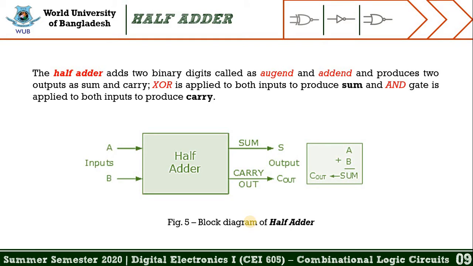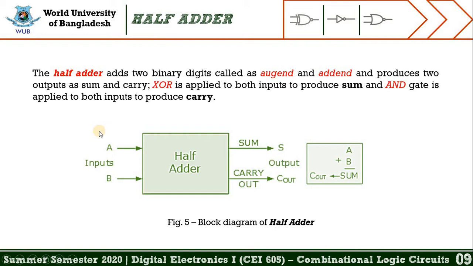From this slide we may know the half adder as well as the block diagram of half adder. The half adder adds two binary digits called augend and addend and produces two outputs as sum and carry. We already know this from the previous slide. XOR is applied to both inputs to produce sum, and AND gate is applied to both inputs to produce carry. Remember these things.